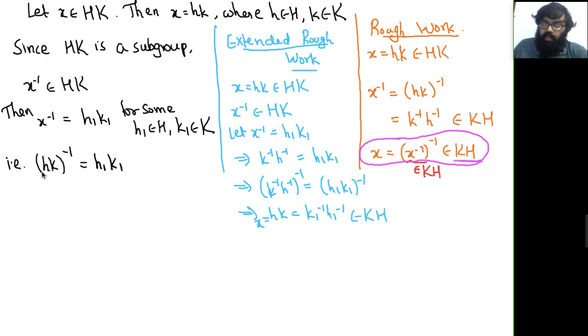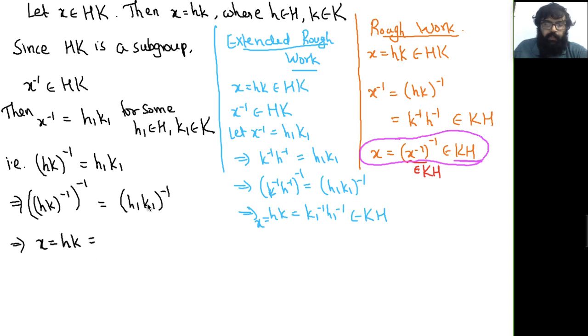Now, what do we want? We want hk in KH. So we take the inverse again. This implies the inverse of the inverse of hk equals the inverse of h1 k1, taking inverse on both sides. So I have got hk, which is nothing but x, and on the other side h1 k1 inverse, which is k1 inverse h1 inverse.